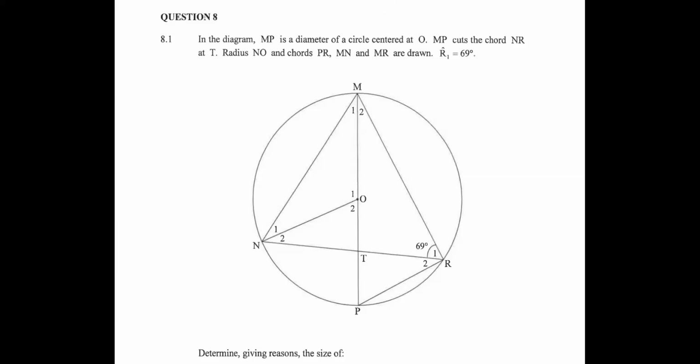Okay, so question 8.1 reads, in the diagram, MP is the diameter of the circle at center O. MP cuts the chord NR at T. The radius NO and chords PR, MN, MR are drawn. Angle R1 is equal to 69 degrees. Okay, so angle R1 is 69. You can see they filled it in on the sketch.